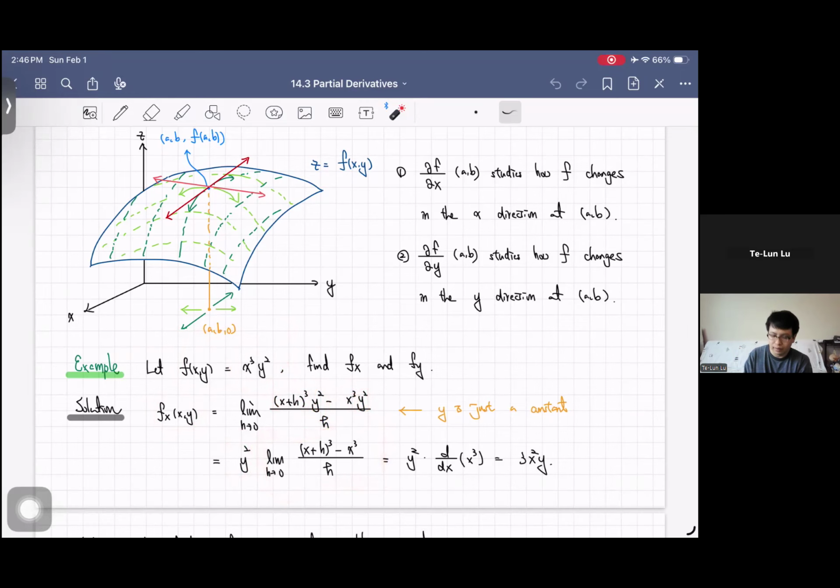And this is really familiar, right? This is actually just the definition of the differentiation of x cubed. Note that I use a d here because it is a single variable differentiation. And now we get 3x squared y.